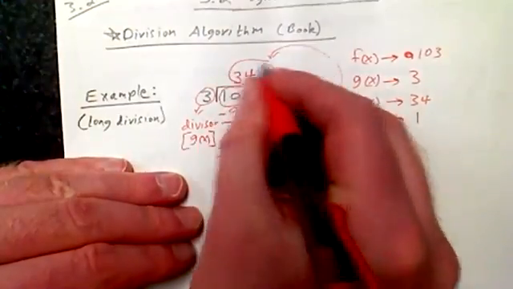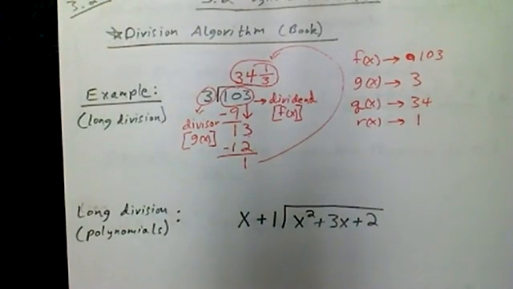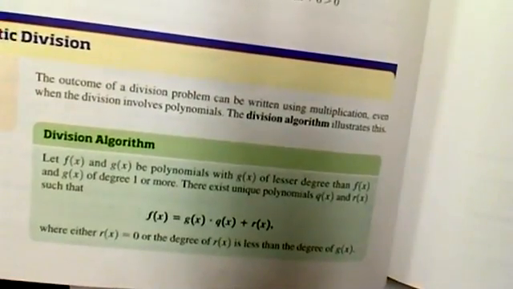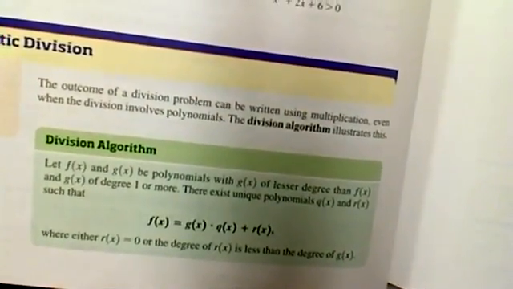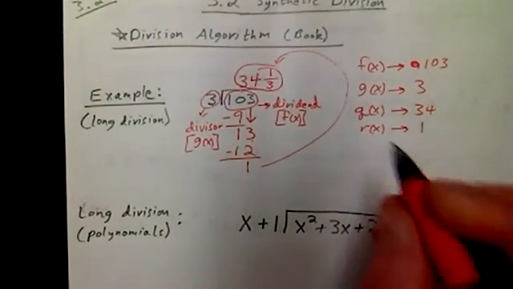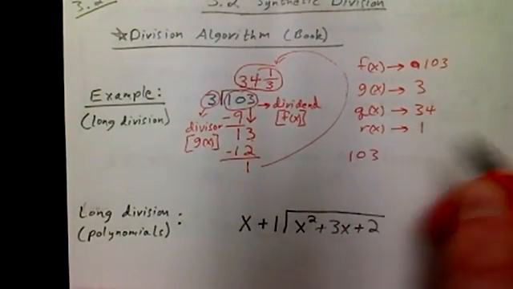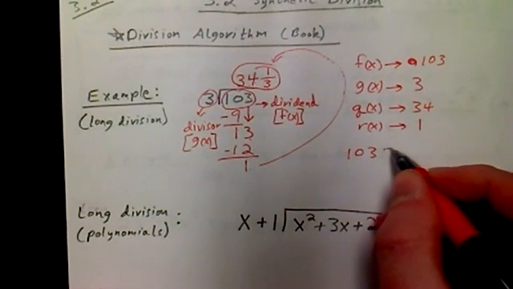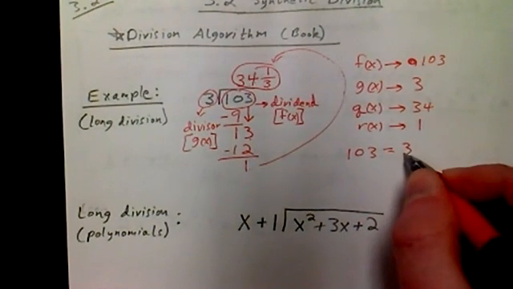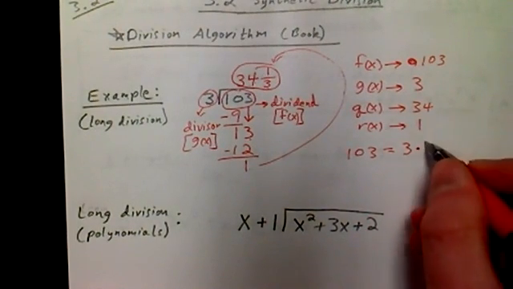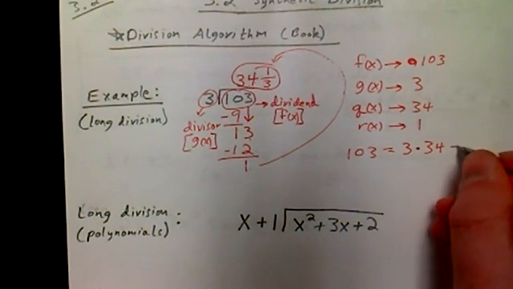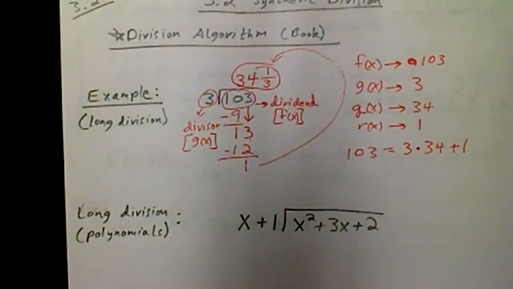This is the final answer. All that algorithm is telling us, okay, let's look at one more quick time, okay. f of x equals g of x times q of x plus r of x. All that's saying is, hey, we can write this 103, our f of x, as the g of x, 3, times the q of x, 34, plus the remainder. That's all it's saying, we can write it like that, okay?